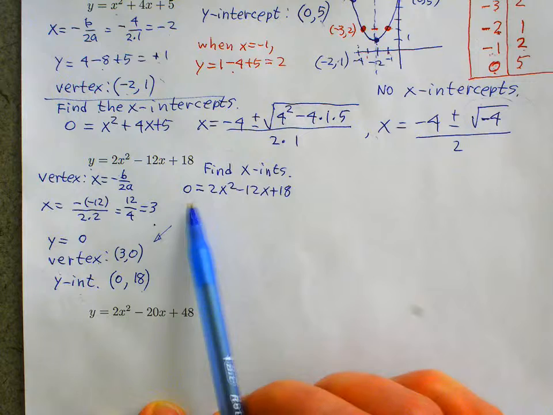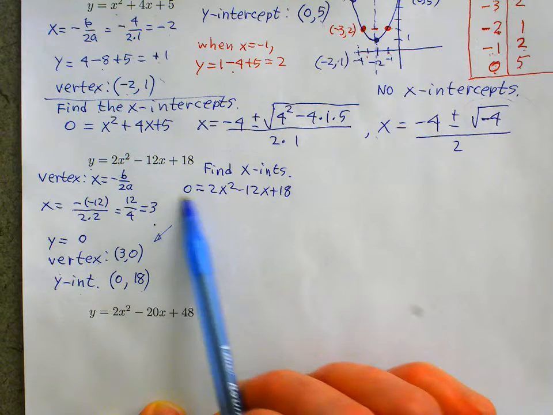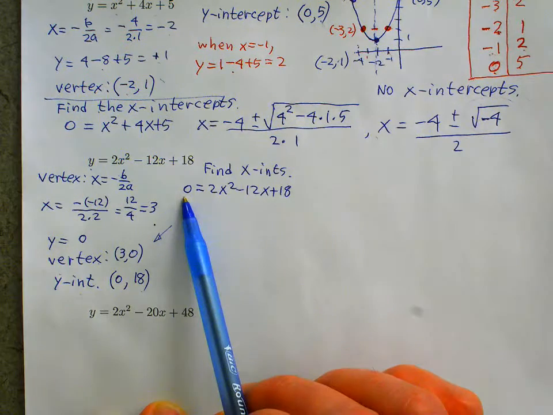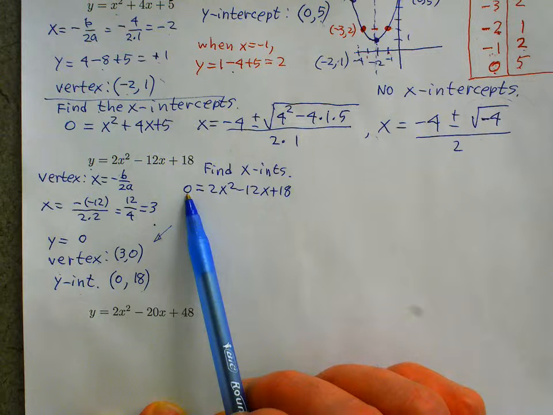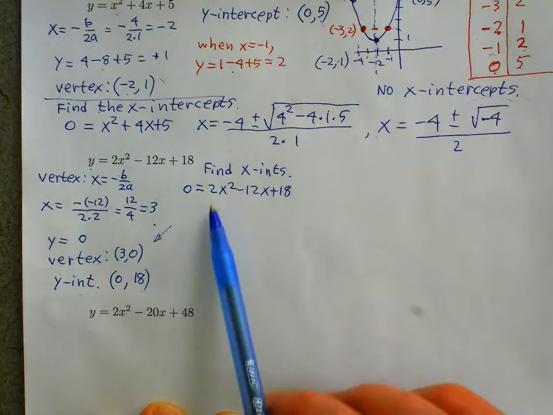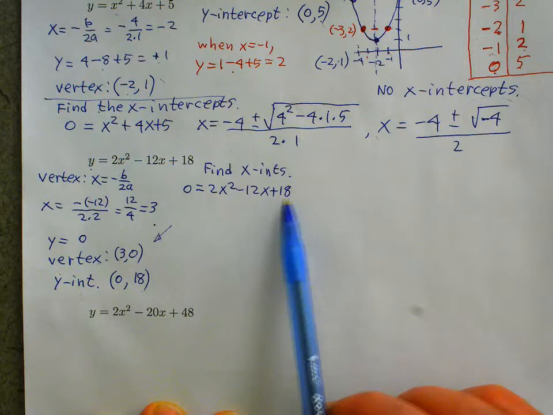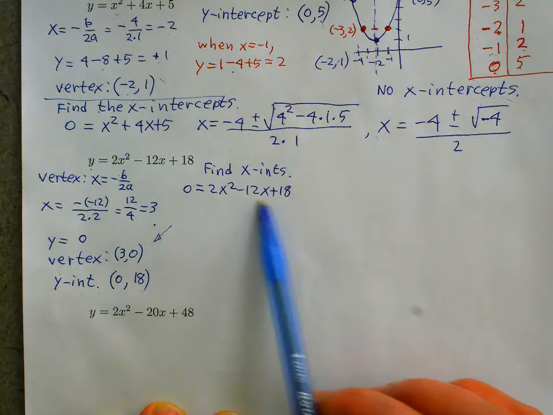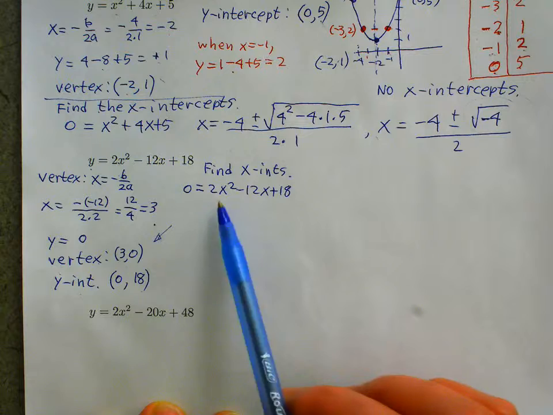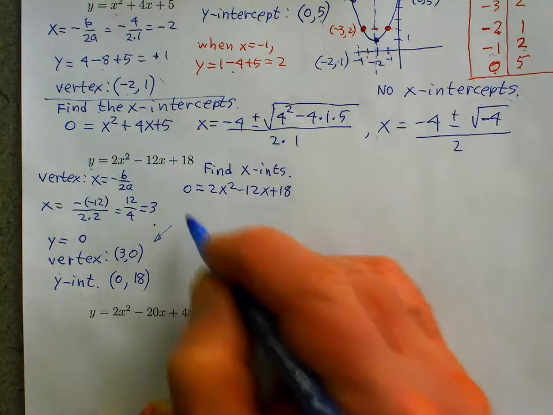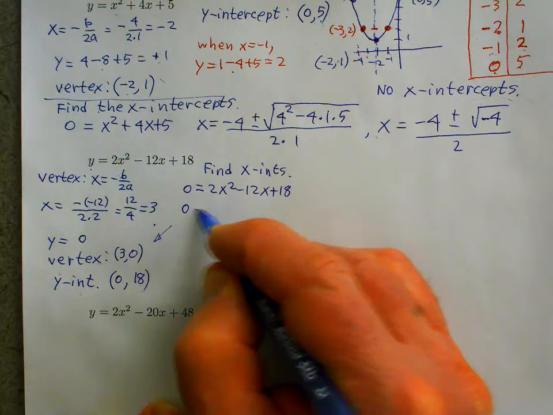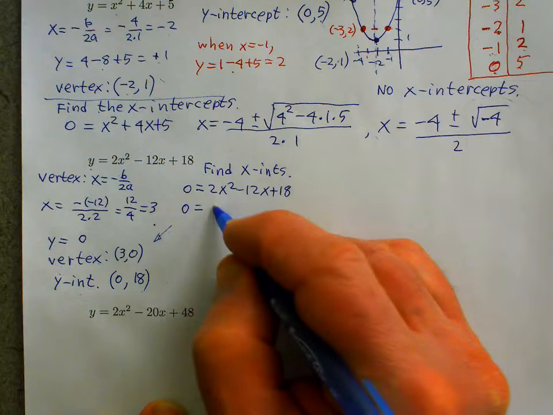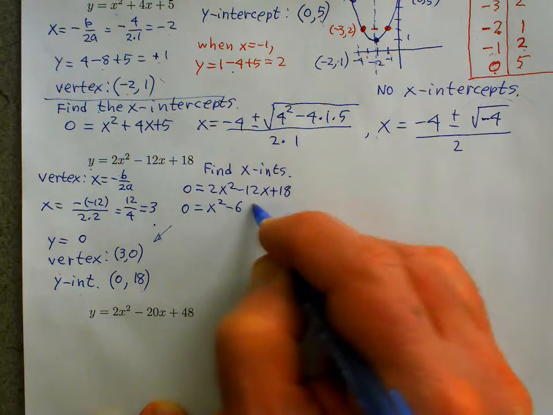One strategy when solving quadratic equations: since the left-hand side is now just a number 0, and every other term has a common factor of 2, we can get rid of some of the clutter if we divide every term on both sides by 2. We get 0 equals x squared minus 6x plus 9.